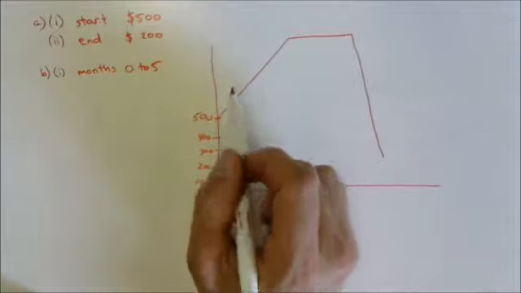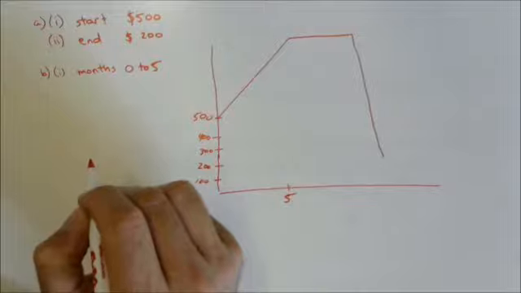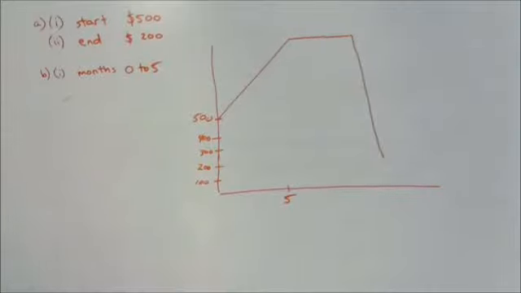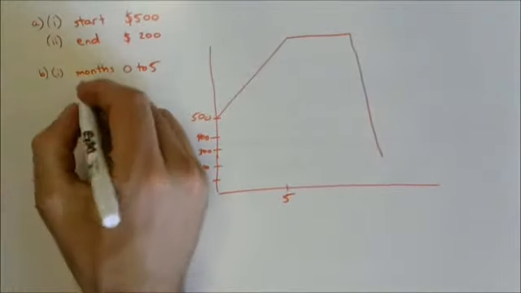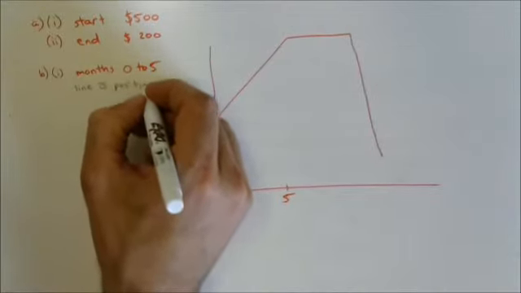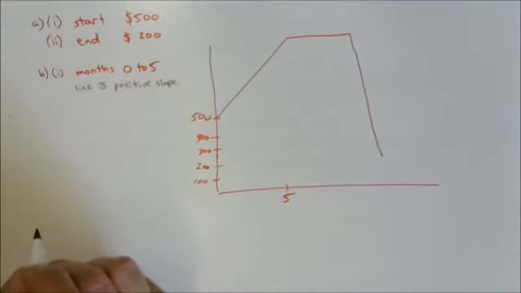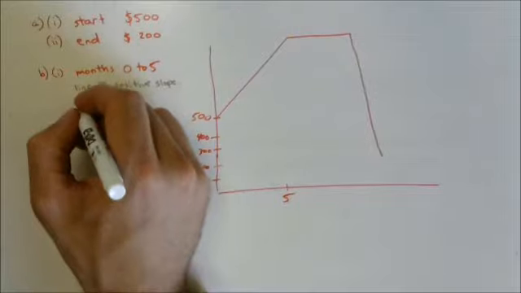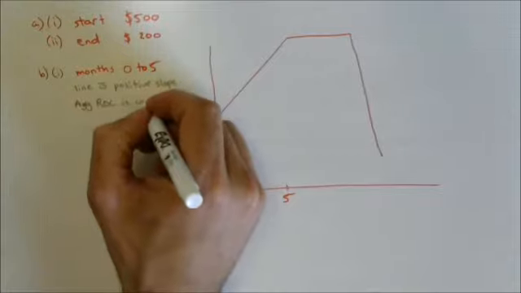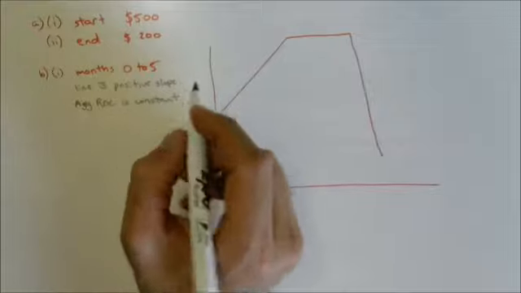Okay? So between 0 and 5 months, it's a line with positive slope. And I'm going to use a different color. Line with positive slope. Therefore, average rate of change is constant and increasing.